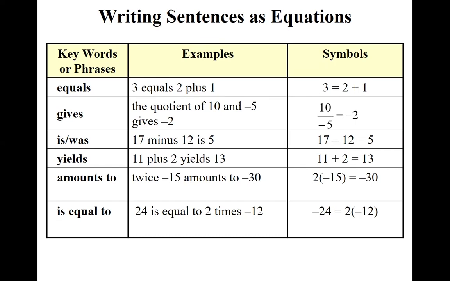Amounts to, as in twice negative 15 amounts to negative 30, and is equal to, as in 24 is equal to 2 times 12. And in symbols, it's just a direct translation.